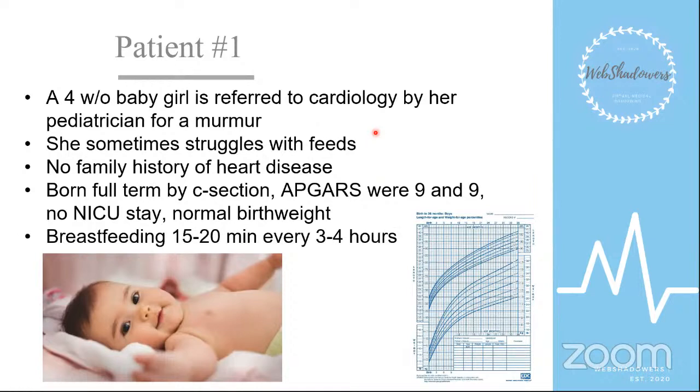And then the baby does breastfeed about every 3 to 4 hours and does about 15 to 20 minutes worth. There's a question in the chat about the mother's health during pregnancy. Excellent question. So the mom had a completely normal pregnancy. She had ultrasounds that were normal. All of her blood work was normal as well.